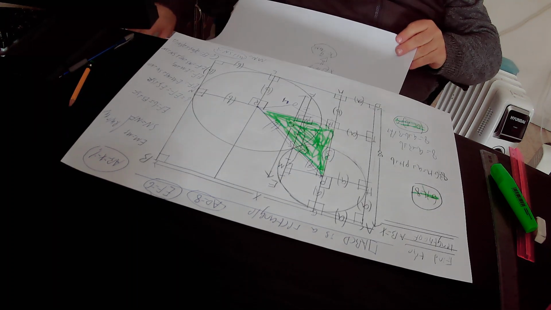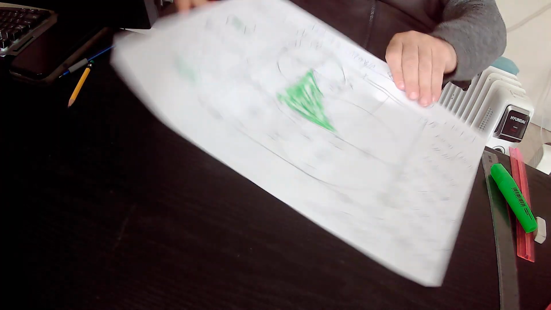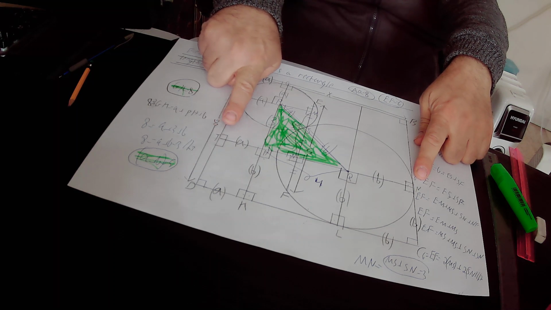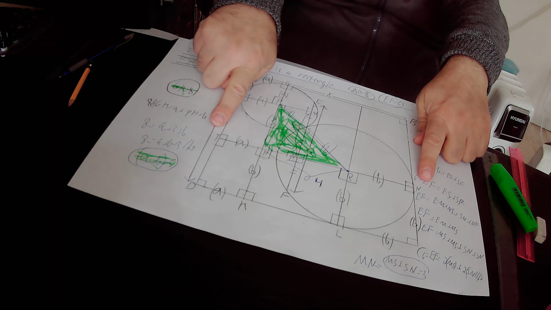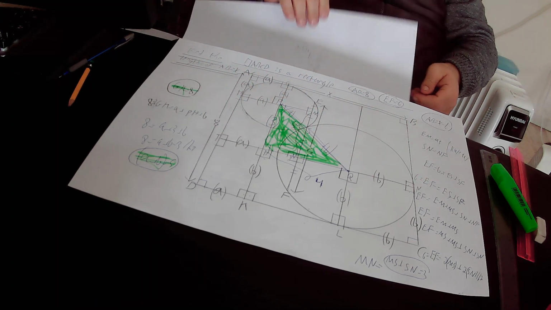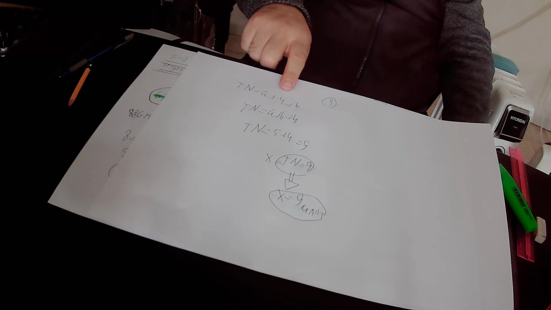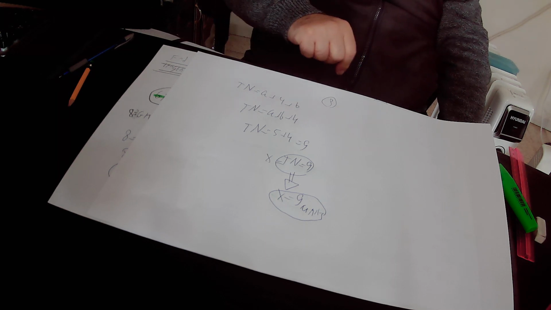So what is the length of TN? From the drawing, it is very easy to see that TN in total equals A plus 4 plus B. Again, TN equals A plus 4 plus B. That is to say TN equals A plus B plus 4.